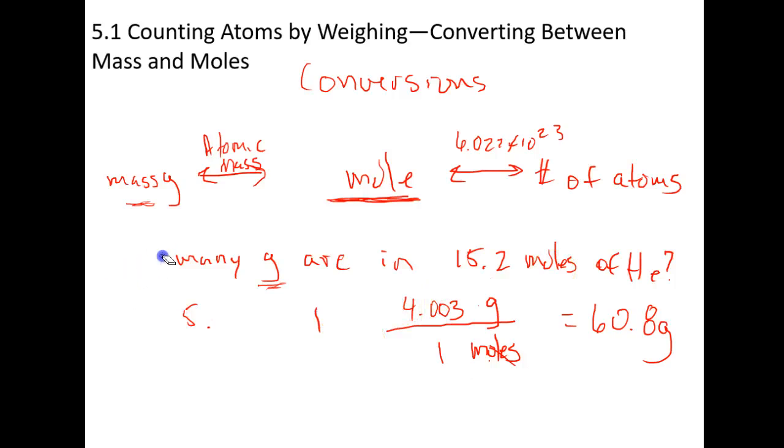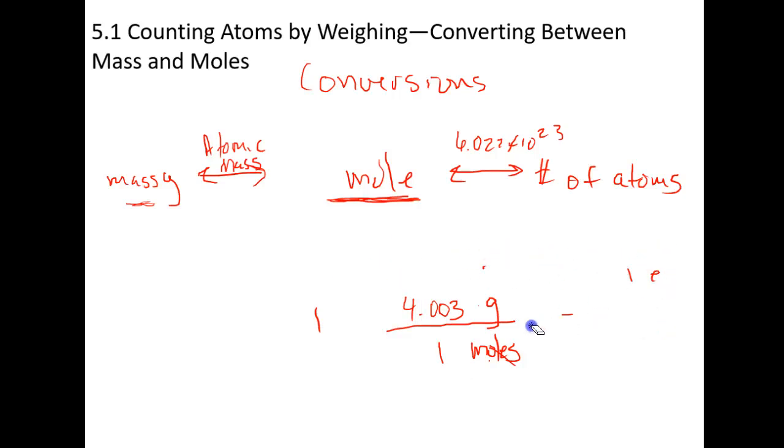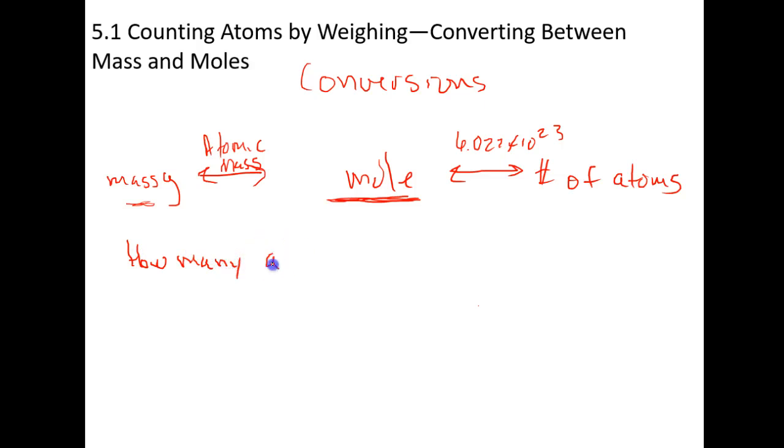I believe there are a bunch of practice problems at the end of the slide, but let's just do it now. So you saw the whole entire process. The process is pretty straightforward. Start with where you're starting and go to where you're ending. So, how many atoms are in 55.5 grams of gold?